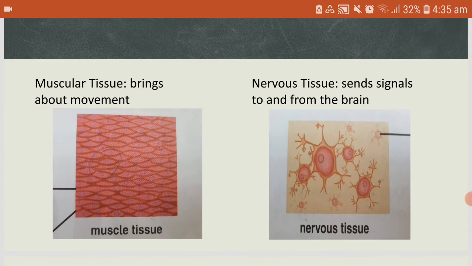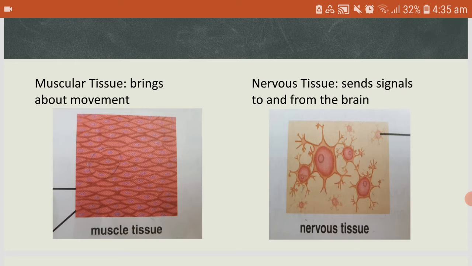Next, we have the muscular tissue. This tissue is responsible for bringing about movement. There are 3 different types of muscular tissues, but we're going to learn about them later in this chapter. For now, what you should know is that muscular tissue attaches to our bones and allows us to move our arms, legs, and different parts of our body.